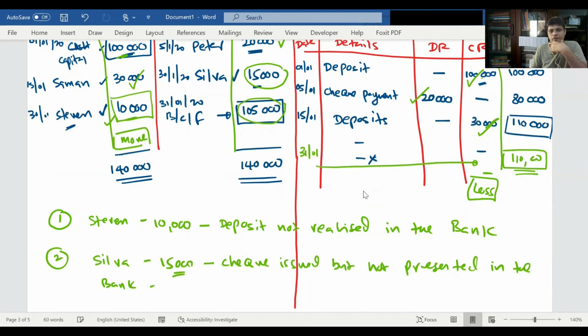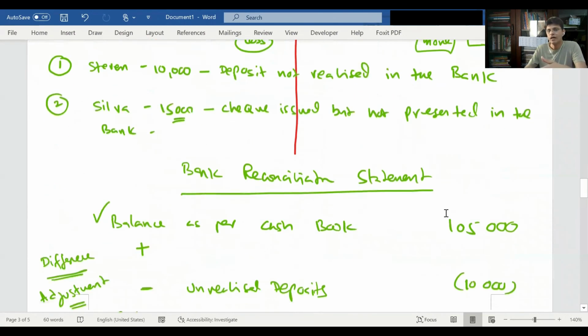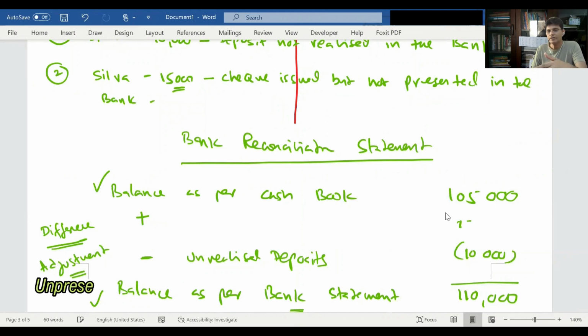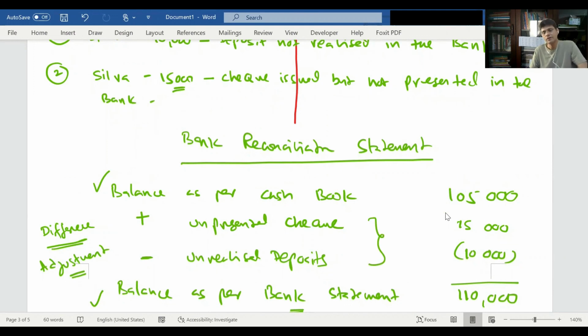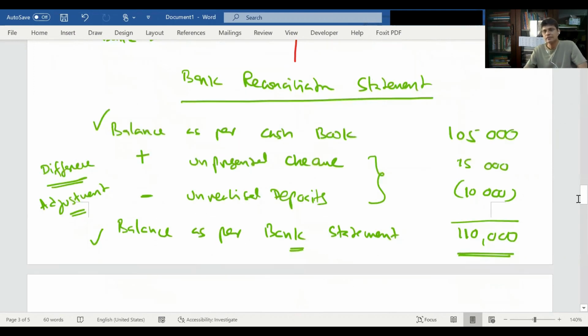15,000 we have paid to Silva. When you pay, your cash balance will reduce, so your cash is less by 15,000, whereas it was not presented to the bank. Therefore, the bank balance is more. So to arrive at the bank statement balance, we should add back 15,000. What is that? Unpresented checks.